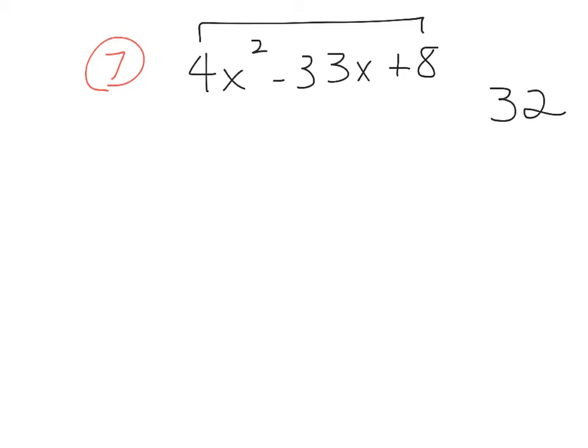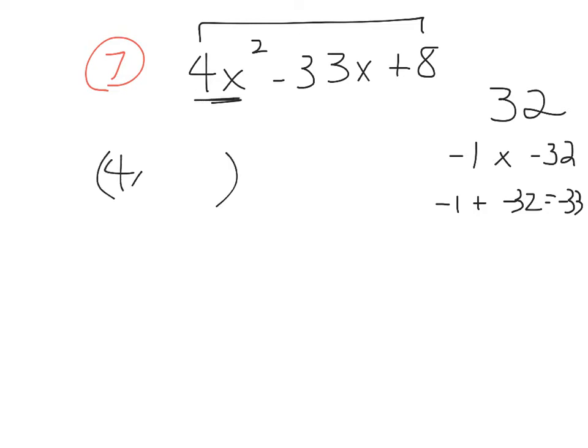Okay? No, on this one, the signs are the same. They're both going to be negative, negative. So here, I'm actually going to do negative 1 times negative 32, because negative 1 plus negative 32 gives me negative 33. Everybody with me so far? Okay, now I set up my binomials. Again, this first term goes right here.